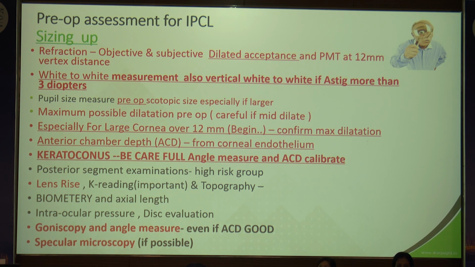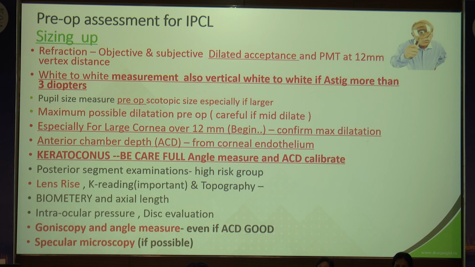Do a cycloplegic acceptance. If the astigmatism is more than 3 diopters, always measure the vertical diameter also. This will help you plan the optic size and the vault, because if you go for a larger optic size, you will have a higher than expected vault. Anything between 150 to 250 microns. So if you have a higher astigmatism, especially if your vertical axis is steeper, please mention that.